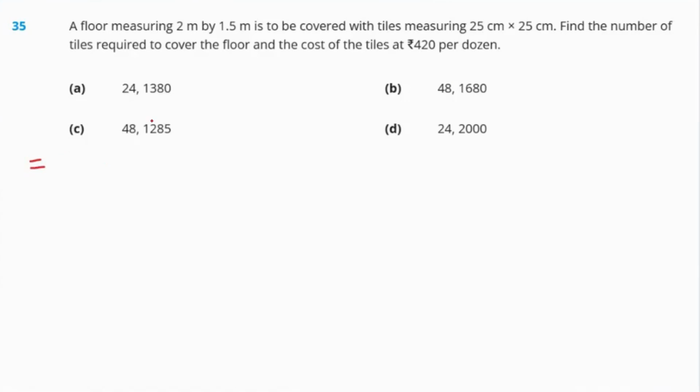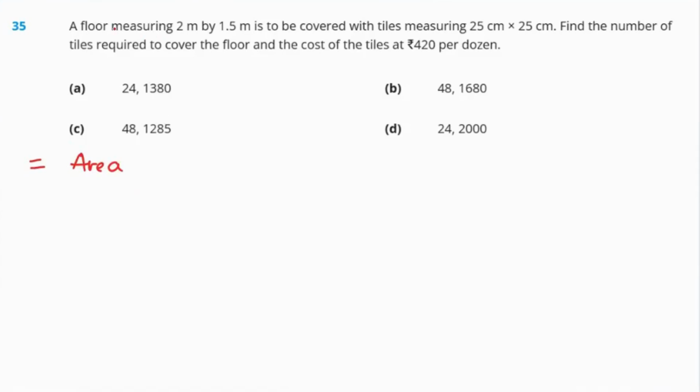Okay, cost of one tile. The cost of tiles per dozen is 420 rupees, and we have to find out the cost of one tile. For that, first we will calculate the area of the tile.